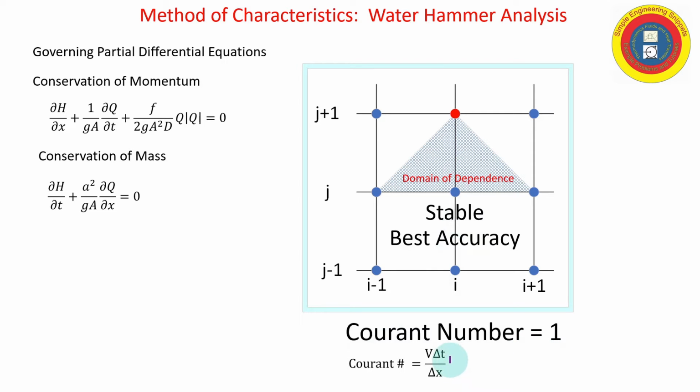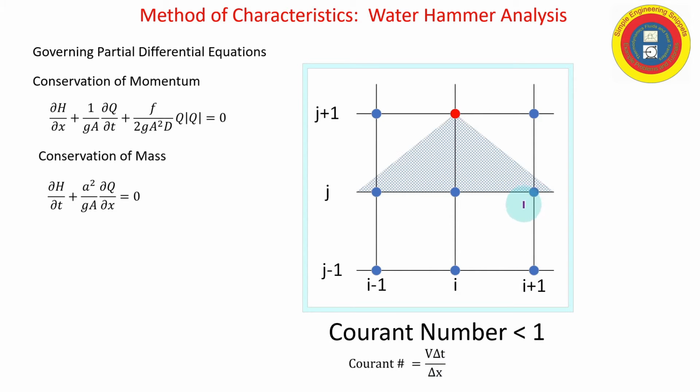And I'm not going to dive into the mathematics of this, but the Courant number is equal to the fluid velocity times your time step divided by your spatial grid discretization delta x. When that's equal to 1, that is stable and your most accurate solution. Conversely, if our delta t is smaller and our Courant number is less than 1, well, that's stable, so that's good, but it's less accurate.